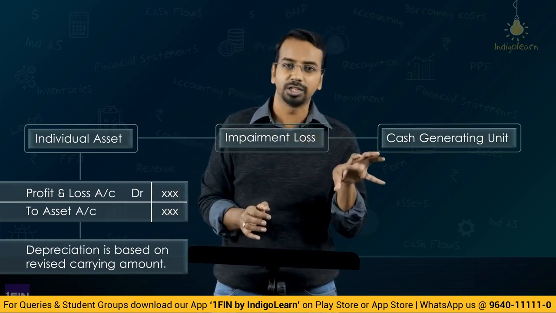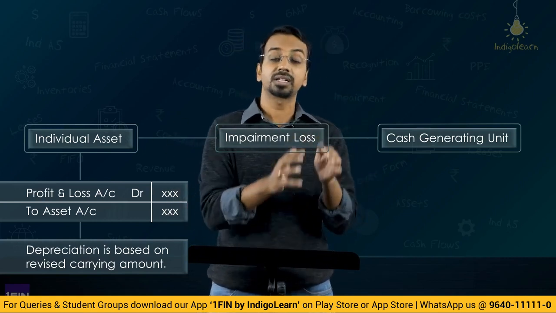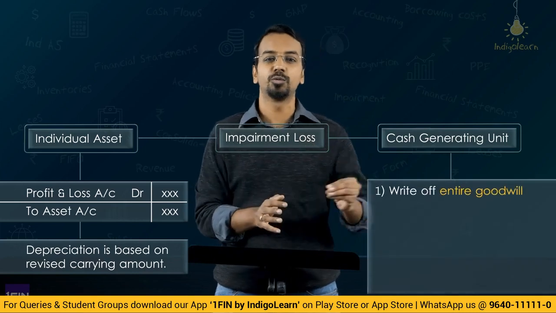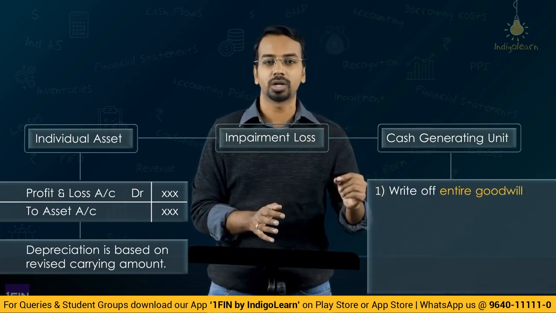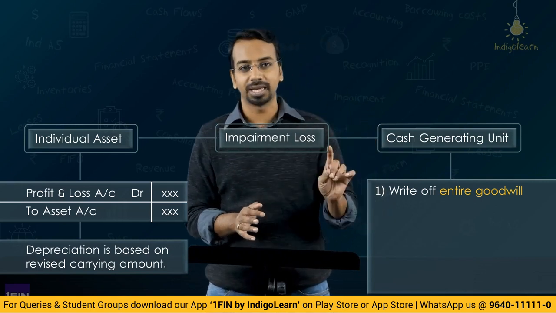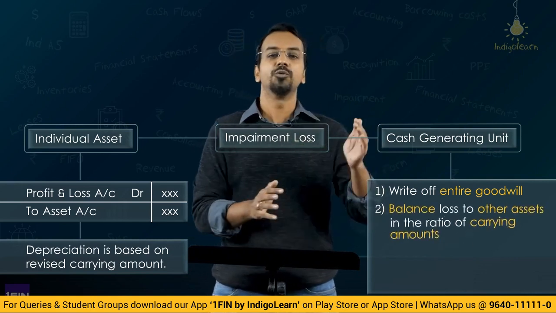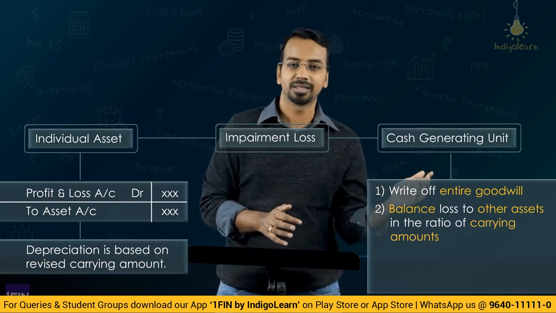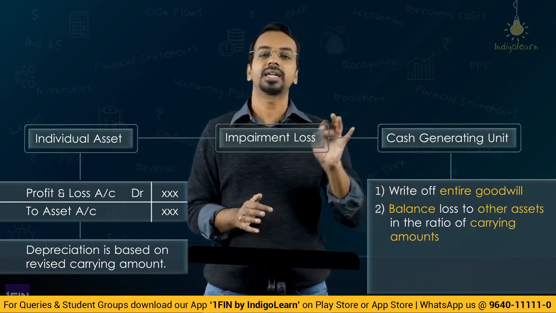If it pertains to a CGU, then in that case, first the impairment loss will be consumed by goodwill. So, whatever is the impairment loss will be written off against goodwill. You will credit goodwill and you will debit the P&L. Balance losses, if any, will be allocated to other assets in the CGU in the ratio of their carrying amount.